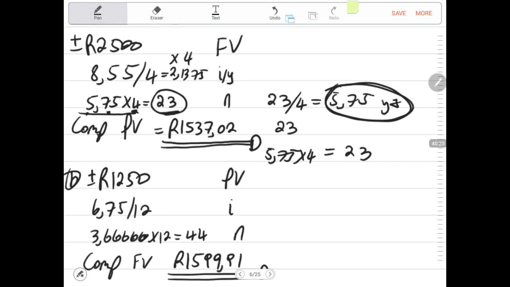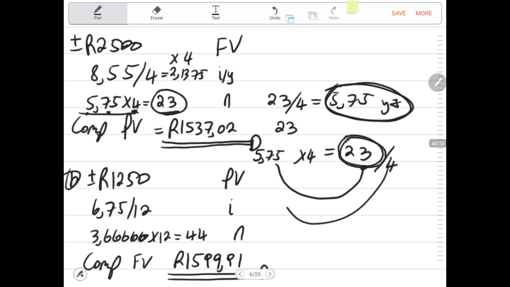In order for us to get to 23, we said 5.75 times by 4 gave us 23. So now we need to move back from 23 to 5.75. Because we multiplied to get here, we need to divide by 4 in order for us to get to the number of years. So guys, I hope I'm clear with that very much.